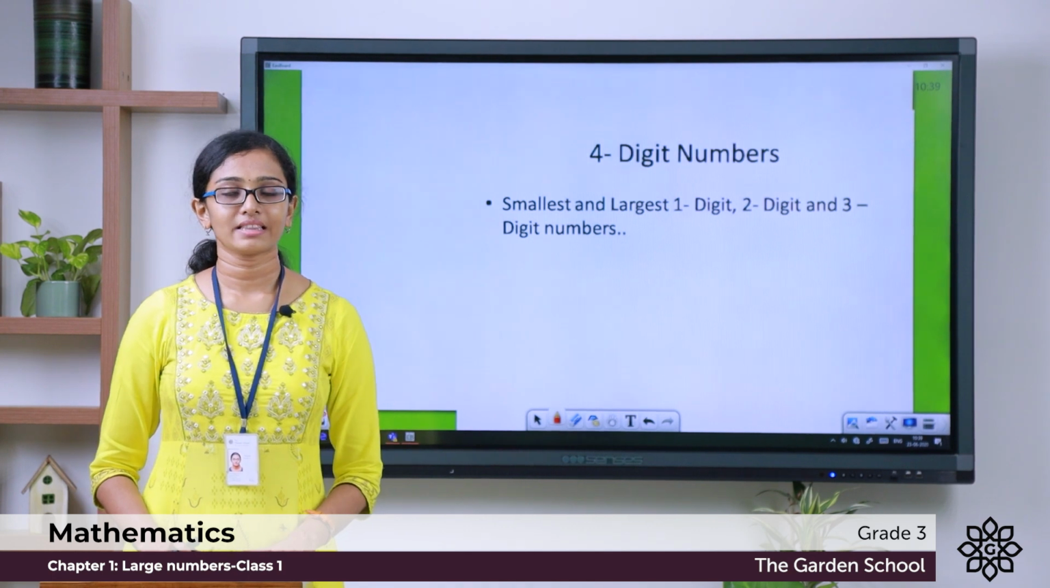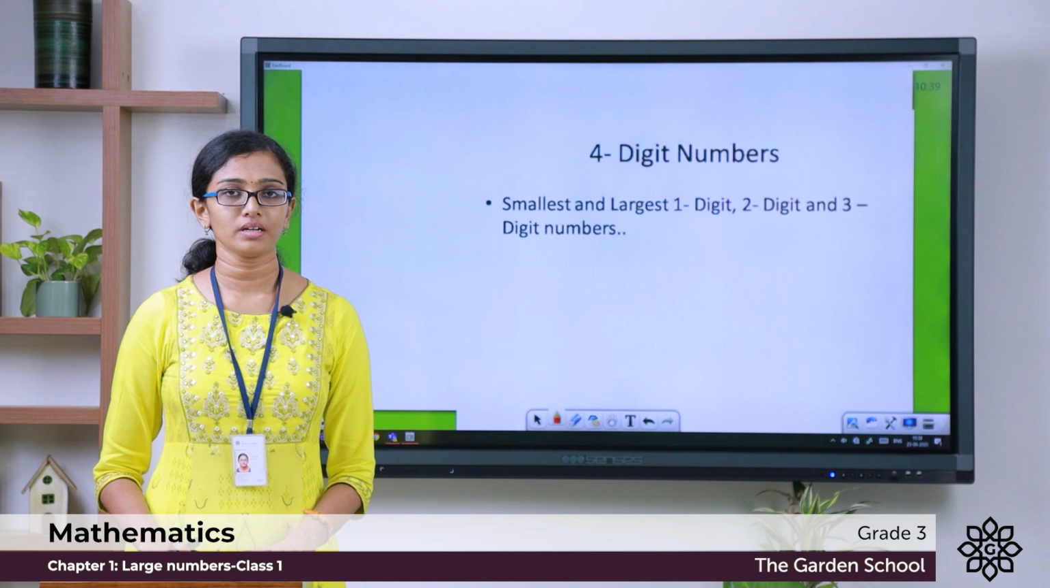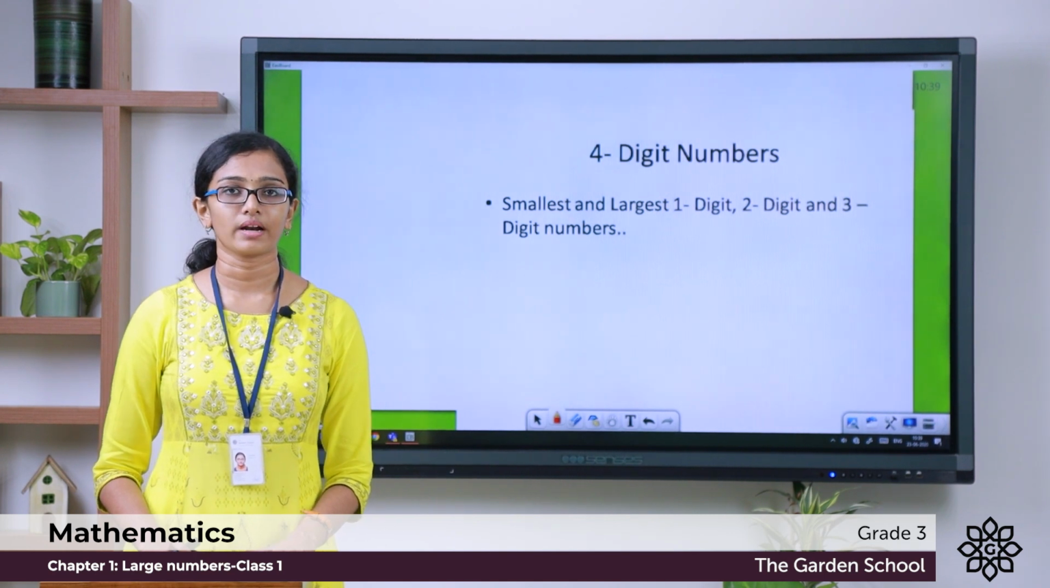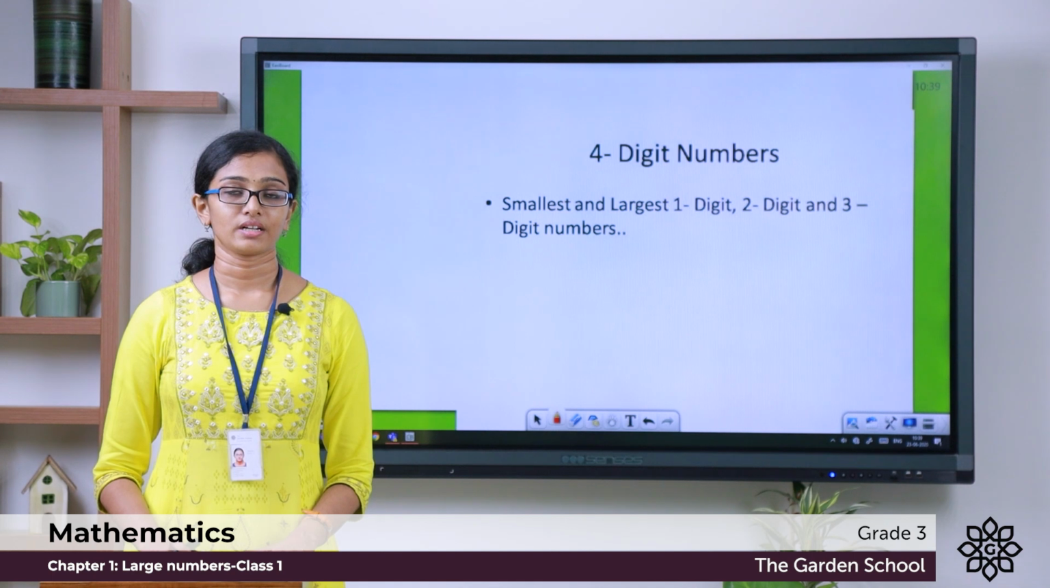So I hope you have done that. Could you please tell me which is the smallest 1-digit number? Yes, it's right, it's 1. And the biggest 1-digit number is 9. What about the smallest 2-digit number? It's 10, the biggest being 99. Which is the smallest 3-digit number? It is 100 and the biggest 3-digit number is 999.